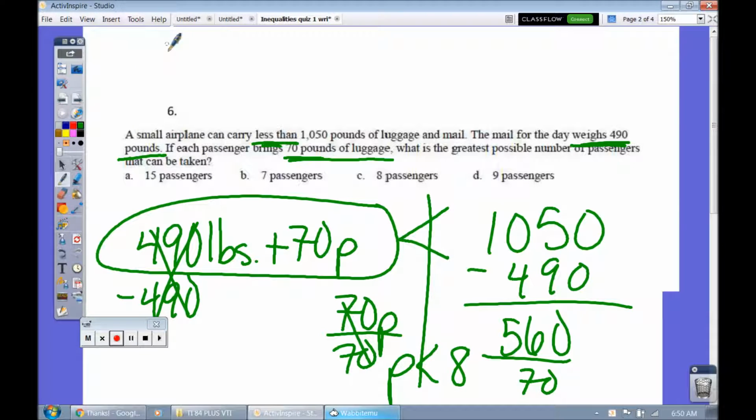The answer is not 8 because 8 is not less than 8. Most of you picked 8 because you said this is equal to 8. No, it has to be a number less than 8, and the highest number less than 8 is 7.